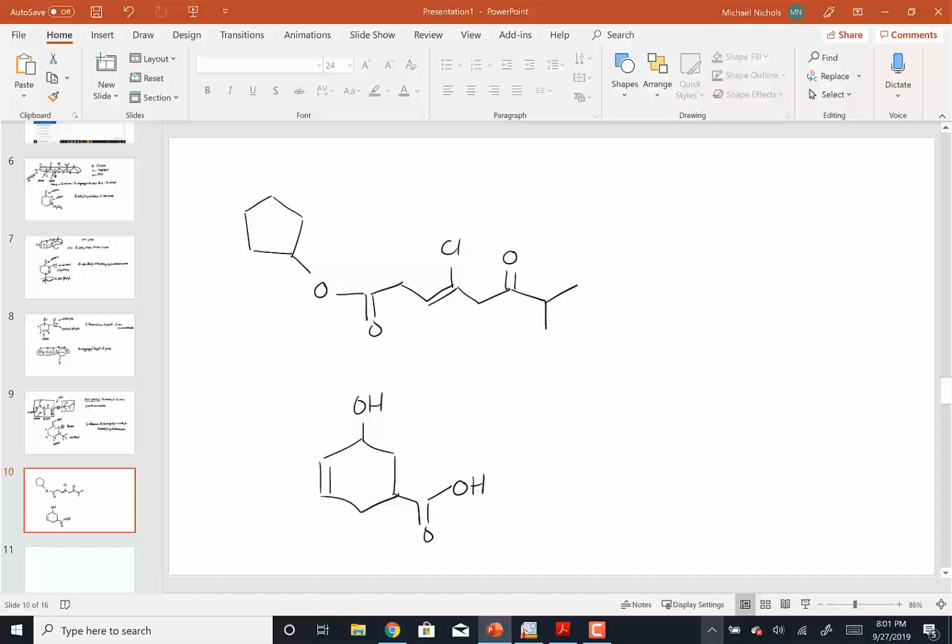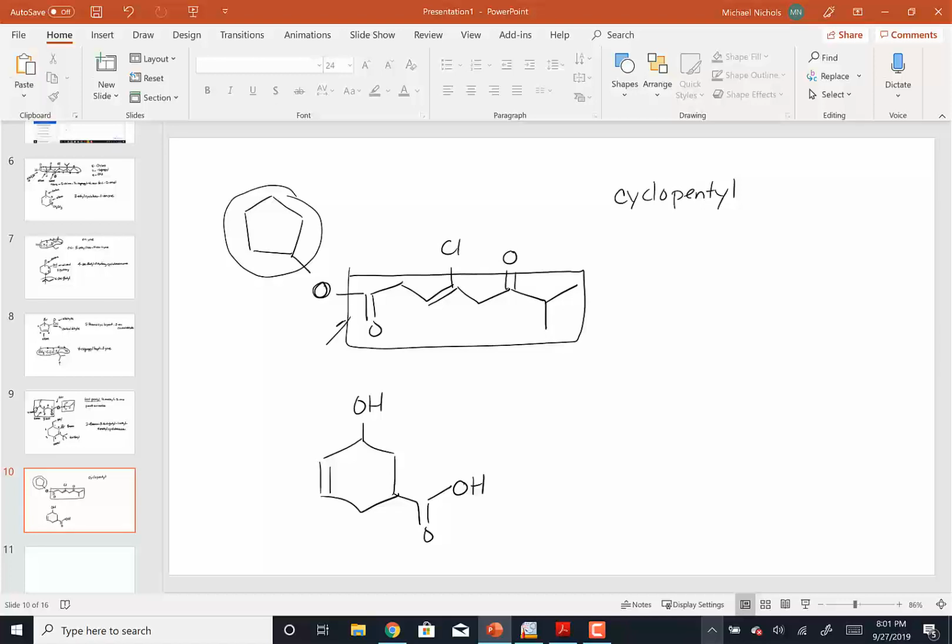Okay, so I'm going to start with the first one here, this ester. Right, because this is an ester, I'm going to name the alkyl group attached to the oxygen, and so that's going to be a cyclopentyl group. So cyclopentyl what? Well, if I look here at the rest of the molecule, I have obviously an ester, I have an alkene, and I have a ketone.